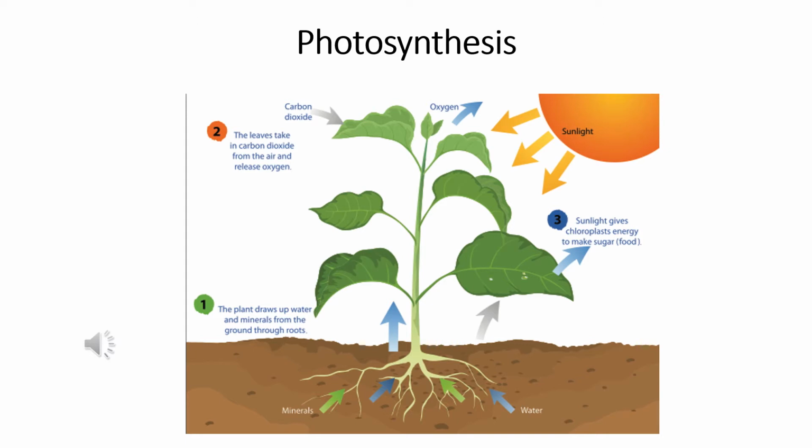So the minerals and water that are absorbed by the roots travel up to the leaves through some conducting vessels that are present inside the stem, and these conducting vessels are known as xylem. And the food that is prepared in the leaves of the plants is then distributed all over the plant through another conducting vessel that is known as phloem.